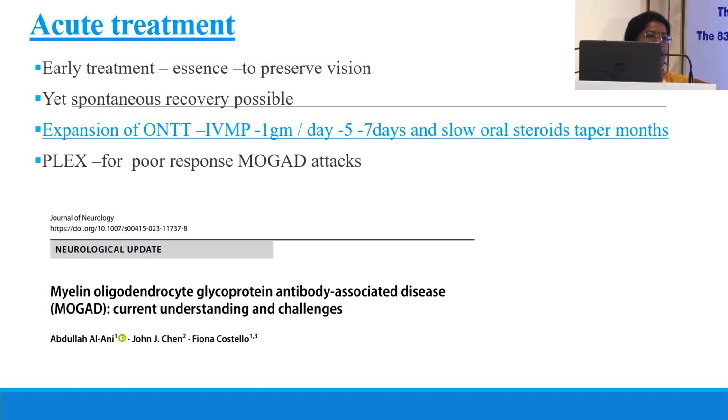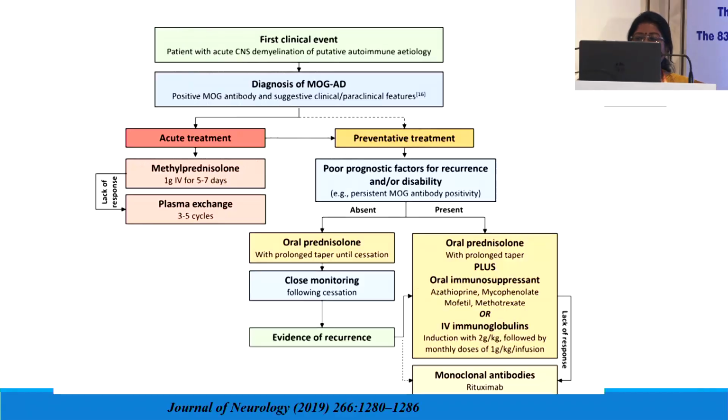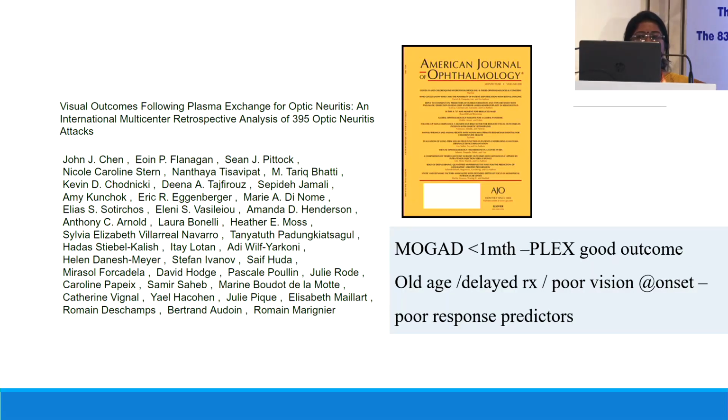And as I have discussed, this is a nice article where John et al. had compared all the possible options for plasma exchange in optic neuritis, and they also concluded that MOG disease or optic neuritis within a month is a better choice for plex therapy, and older age, delayed treatment and poor vision at onset will be poor response predictors.